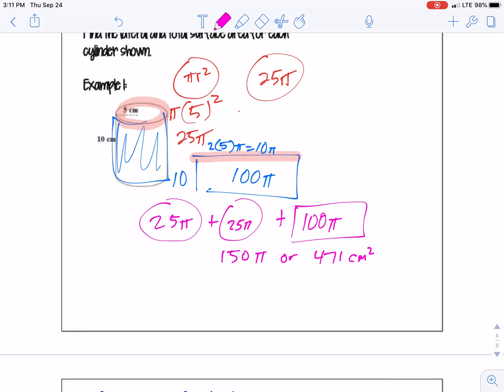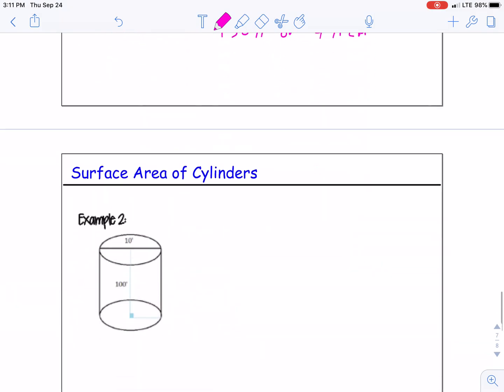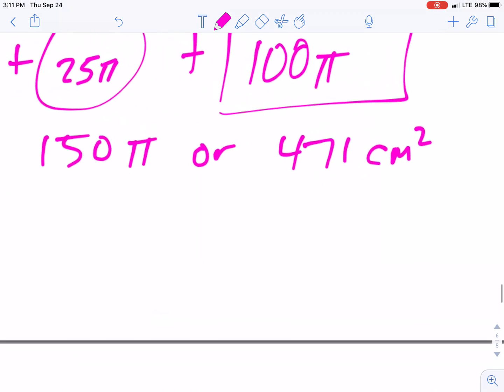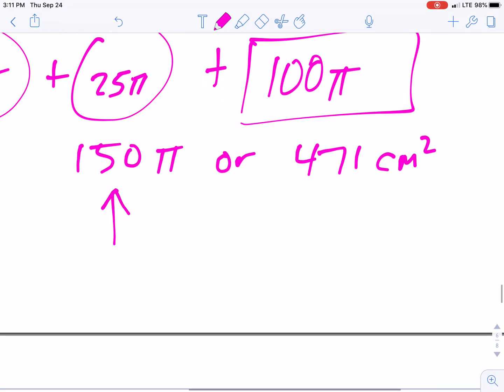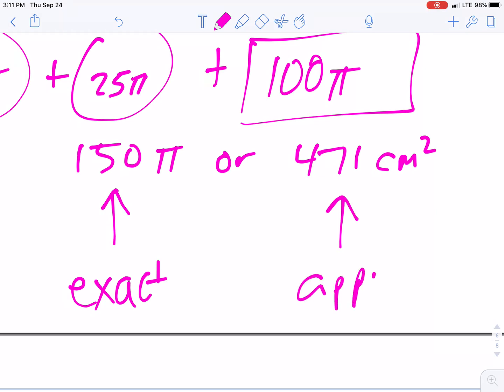You'll have to talk with Ms. Tesh or Ms. Dedeker, see what they're expecting you to do for your answer. If it said exact answer, that's exact, because pi is irrational. That decimal goes on forever. This would be approximate.